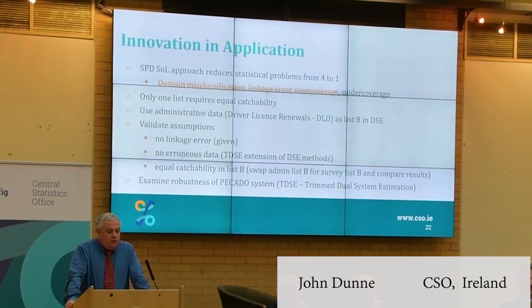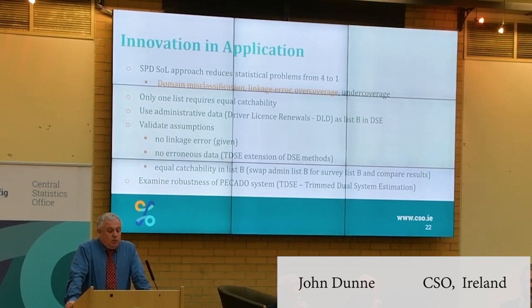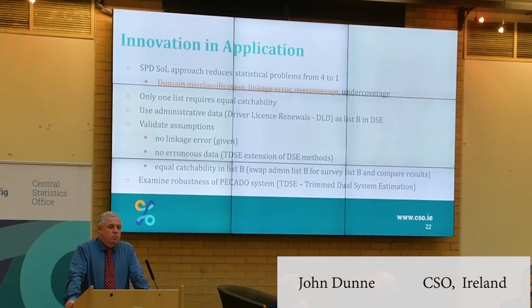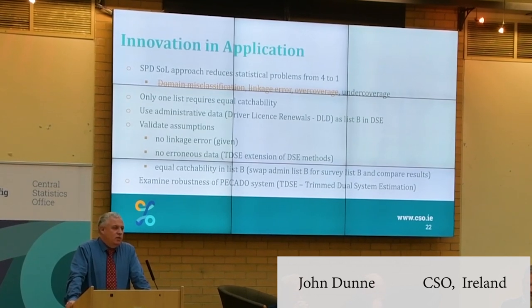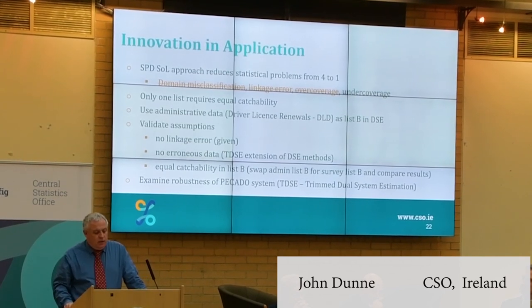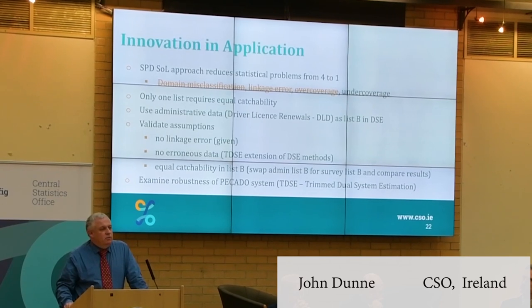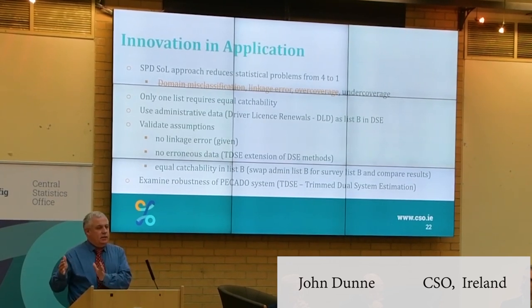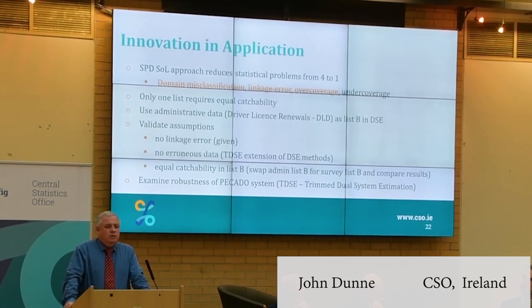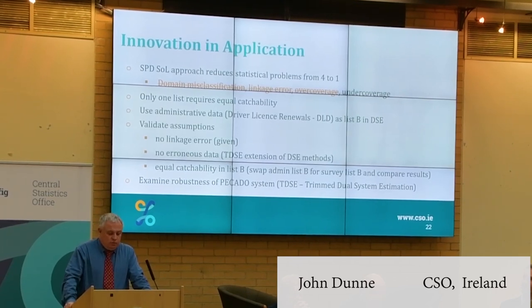We've also looked to validate the underlying assumptions. We assume that we have no linkage error, but for the erroneous data, we've extended DSE methods such that it gives us a tool to hunt for those erroneous records. And then to validate the driver license data set, we swapped it with the QNHS data set, which is based on an equal probability design. Each person has an equal chance of being caught in that survey. And we didn't see any significant differences between the population estimates compiled using that source and the driver license data set. We stick with the driver license data set because it gives us more precision in our results.